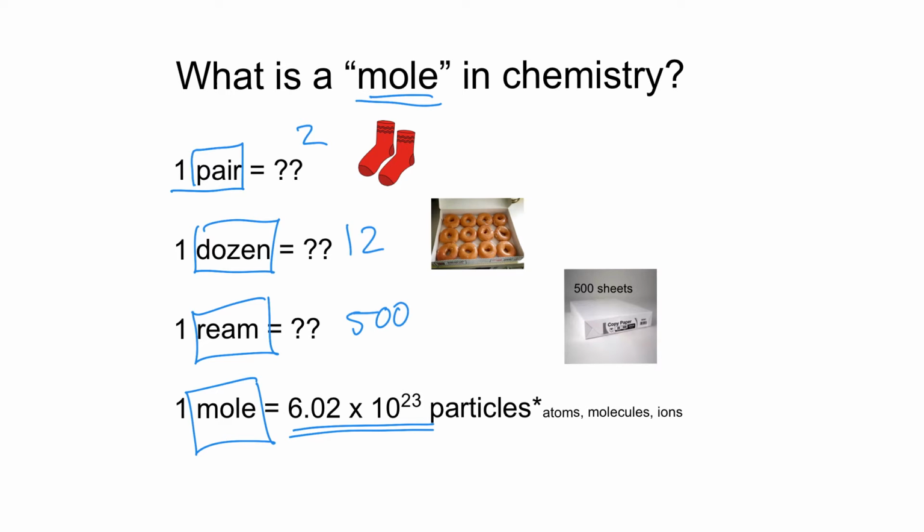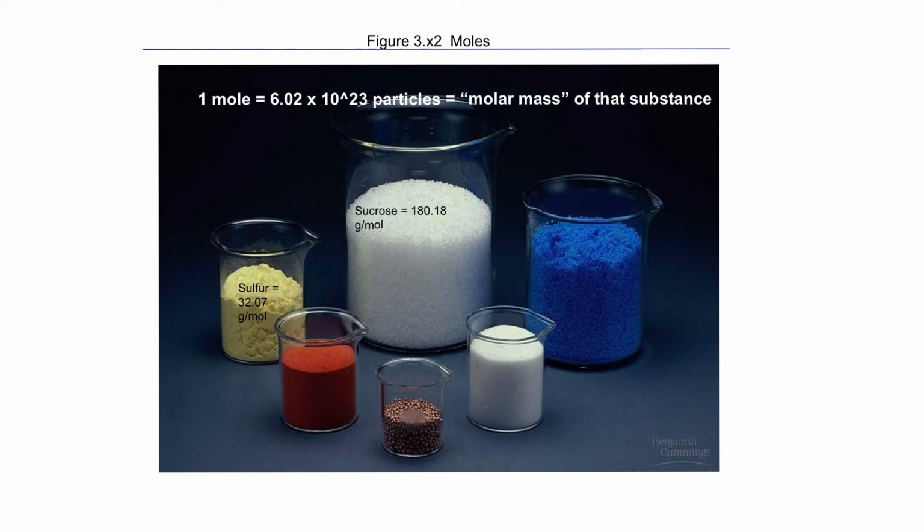This number is so big that if we had a mole of marbles, so you can imagine a marble in your mind, how many marbles would that be? Well, that would be enough marbles to cover the surface of the earth 5 miles deep in marbles. So it's a ridiculously big number, but we use it all the time in chemistry. And why? Because we are talking about very small things, guys. We're counting very small things like atoms and molecules.